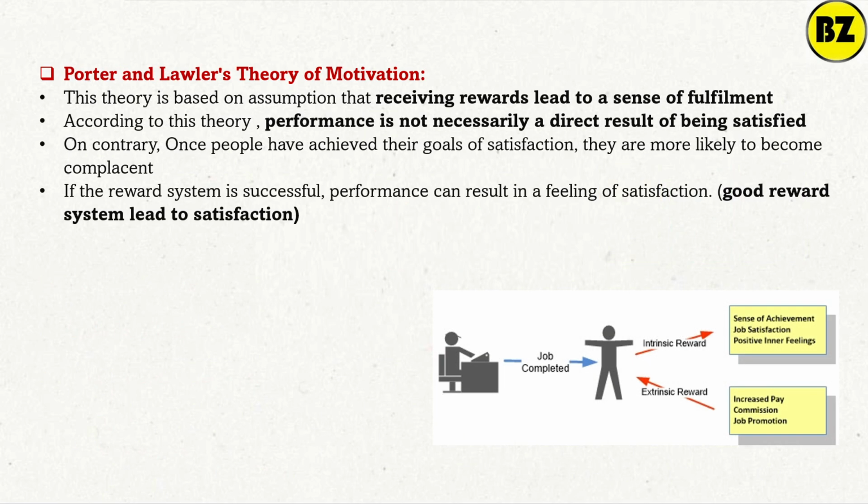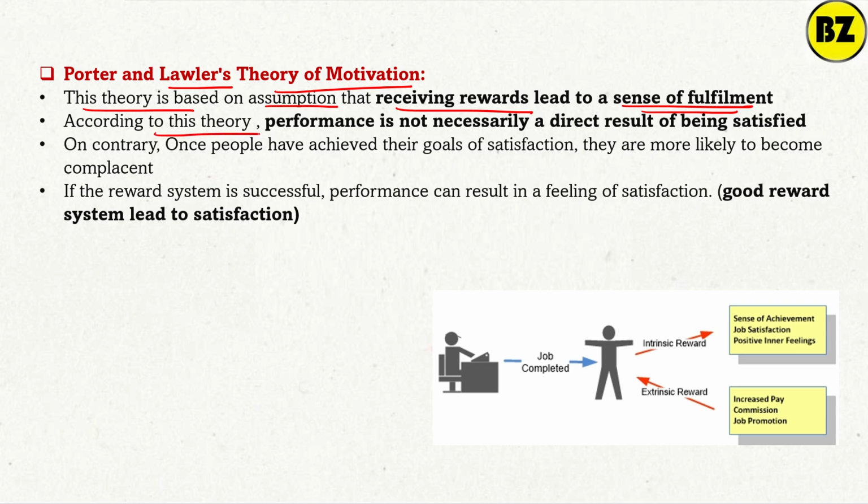Now, the next theory is the Porter and Lawler's theory of motivation. This theory is based on the assumption that receiving a reward leads to a sense of fulfillment. That means if I do the work, I should receive the reward. Then I will get the sense of fulfillment, that is happiness, right?